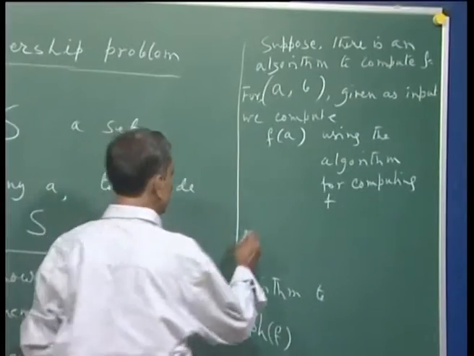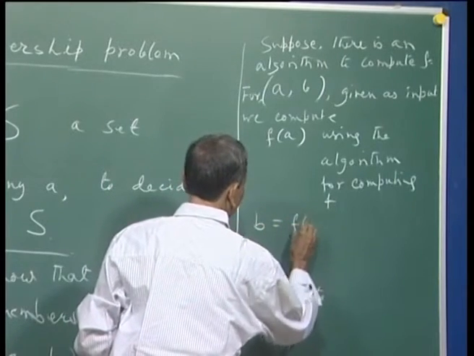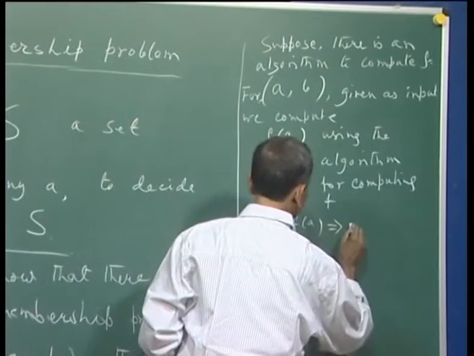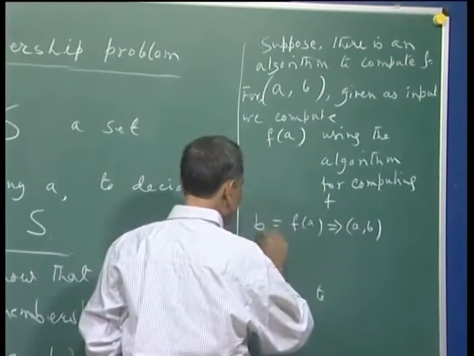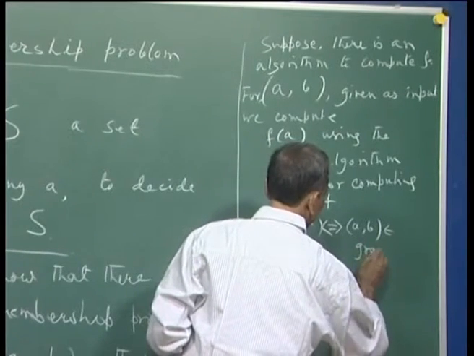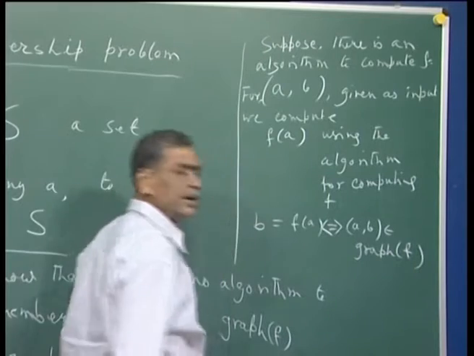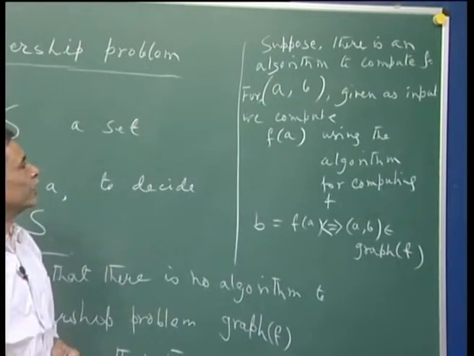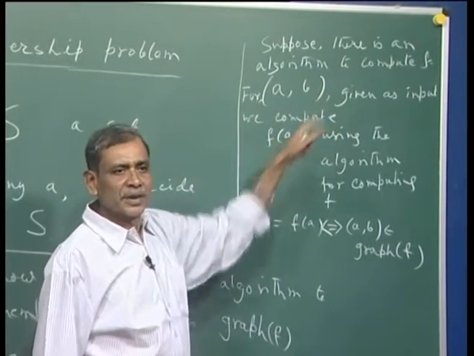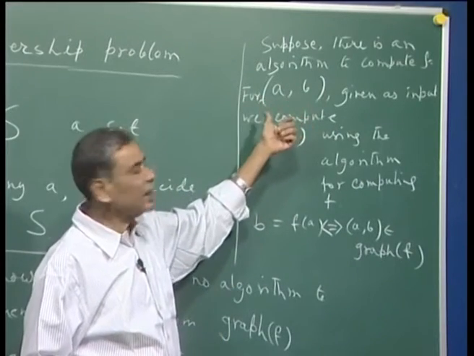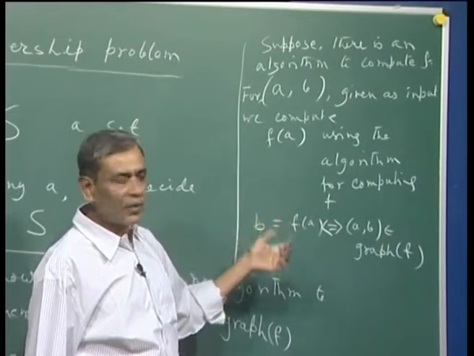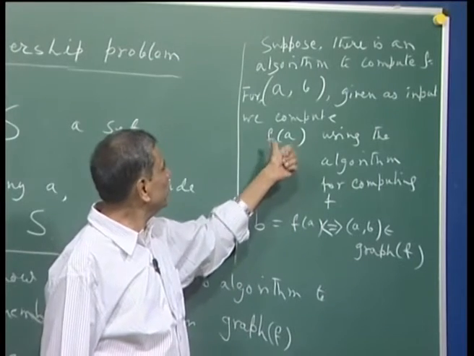And now, supposing b is f of a, then of course, this implies that b equals f of a if and only if (a, b) is a member of graph of f, right. So, therefore, using the algorithm for computing f, I can solve the set membership problem. The set membership problem was given (a, b), check whether this tuple is a member of graph of f. This tuple is going to be a member of graph of f if and only if f of a is equal to b.